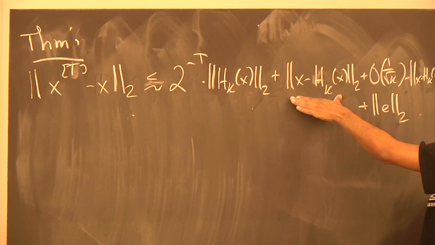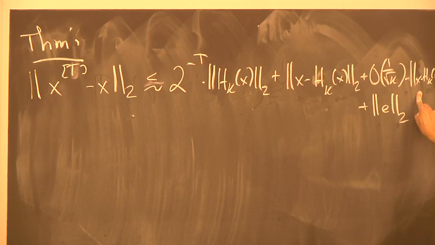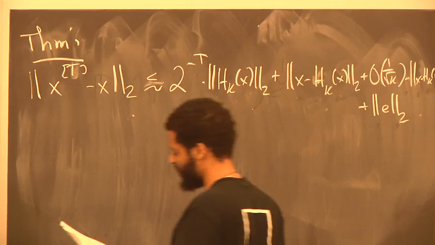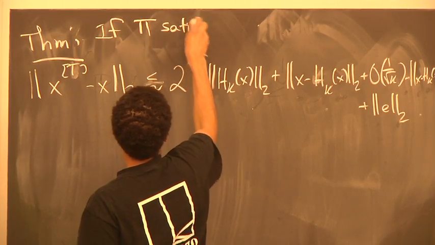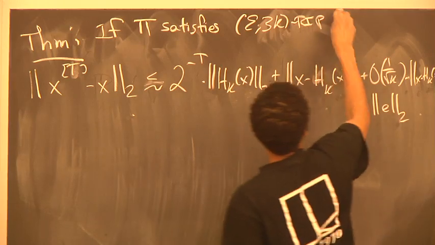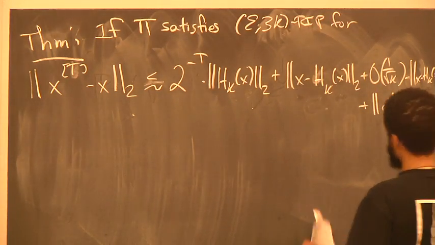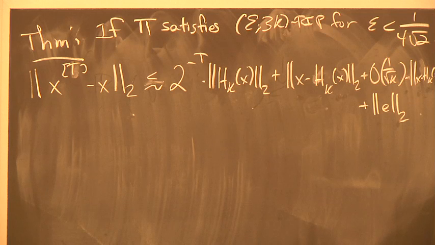So this is something that doesn't look familiar from before, right? Before, we just had 1 over root k times the L1 norm. I claim, though, that this is basically bounded by that. Why? Because, I should say something about the conditions. If pi satisfies epsilon 3k RIP, where epsilon has to be smaller than 1 over 4 root 2. So if epsilon is less than some fixed constant and it satisfies 3k RIP, then you get this guarantee.